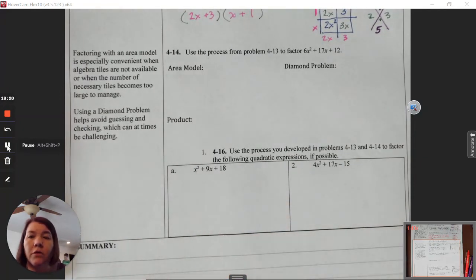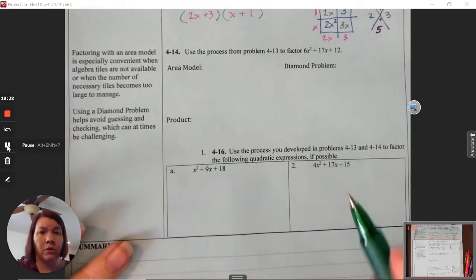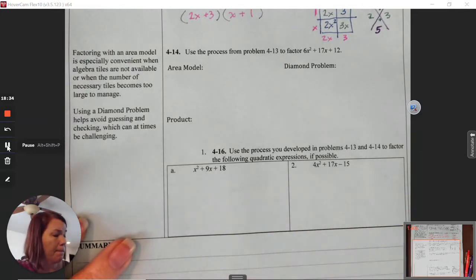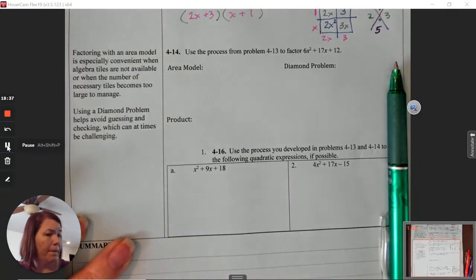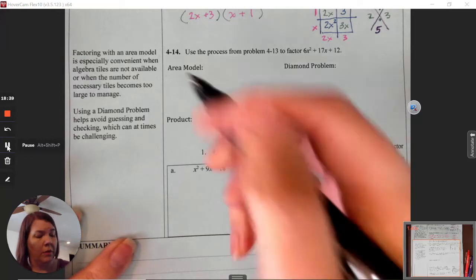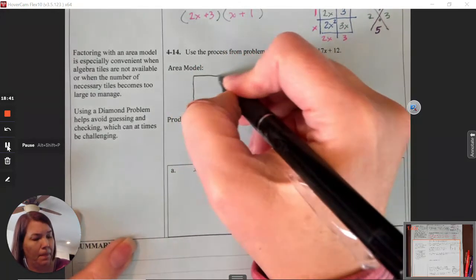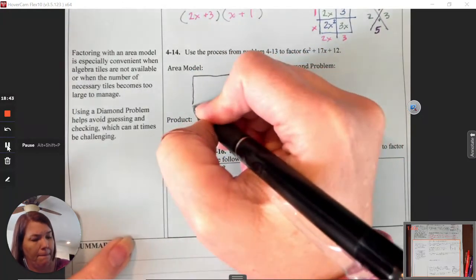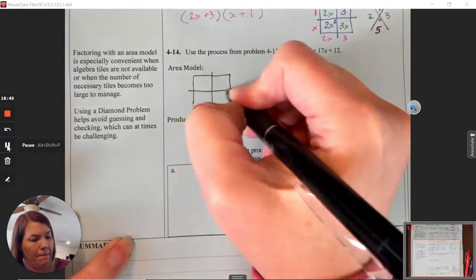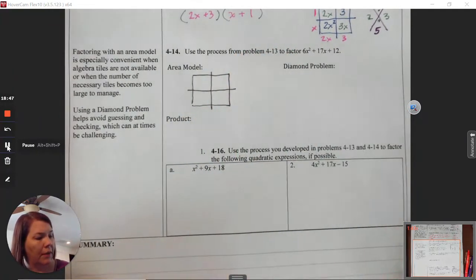So factoring with an area model is especially convenient when algebra tiles are not available, or when the number of necessary tiles becomes way too large to manage. So use the process that we just used to try to factor this. Okay, so we're going to build an area model. We're also going to build a diamond.